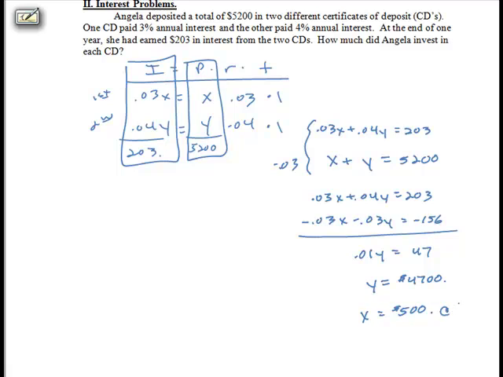X was the amount invested at 3%. Y was the amount invested at 4%. And that's important. If you get them backwards, it would not check out. It basically would be wrong.